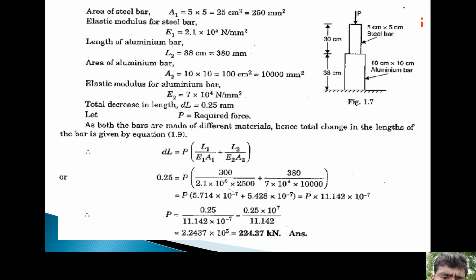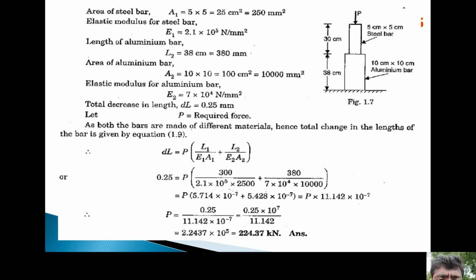P is the required force. Therefore, the equation is: change in length dL equal to P into (L1 by E1 A1 plus L2 by E2 A2). Delta L equal to 0.25, that equal to P into (300 by 2.1 into 10 power of 5 into 2500 plus 380 by 7 into 10 power of 4 into 10,000).